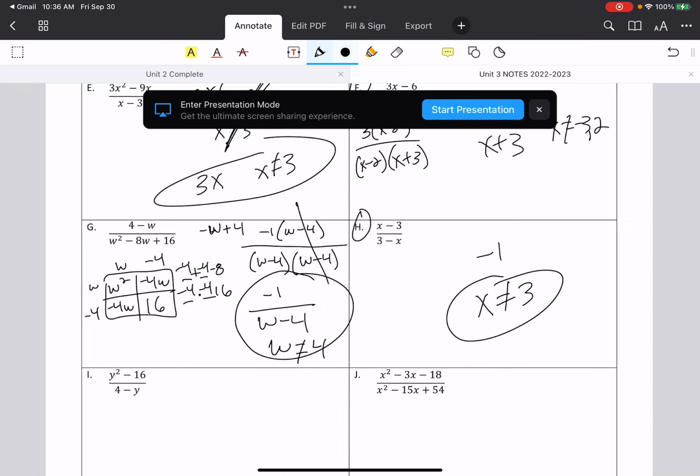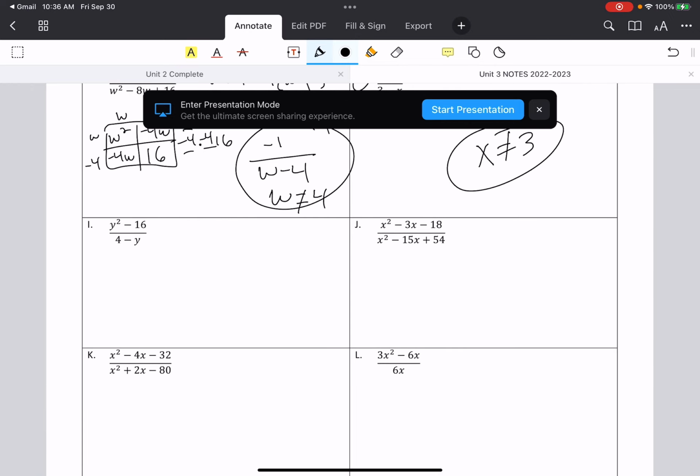Okay, here's what I want you to do for the next little bit. We'll walk around and help, but I want you to try start to finish I, J, and L. They all are a little bit different in their factoring. So GCF, factor, excluded values, reduce.